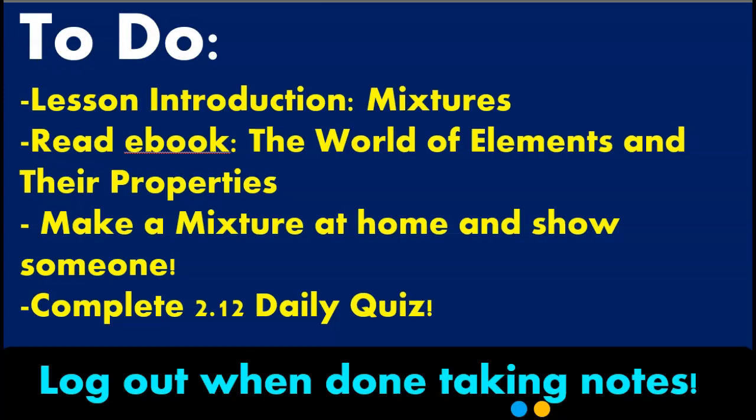And the last thing I'm going to leave you with is this. You're going to read your ebook today. There's only 2 pages, and it's actually a short reading passage. The ebook is entitled The World of Elements and Their Properties. Make a mixture at home for someone. You could even show them anything you have at home that would be a mixture and give some examples to maybe younger siblings. Maybe you can make dinner tonight and make a mixture. I don't know. But practice making mixtures and complete your 212 daily quiz at 2 p.m.